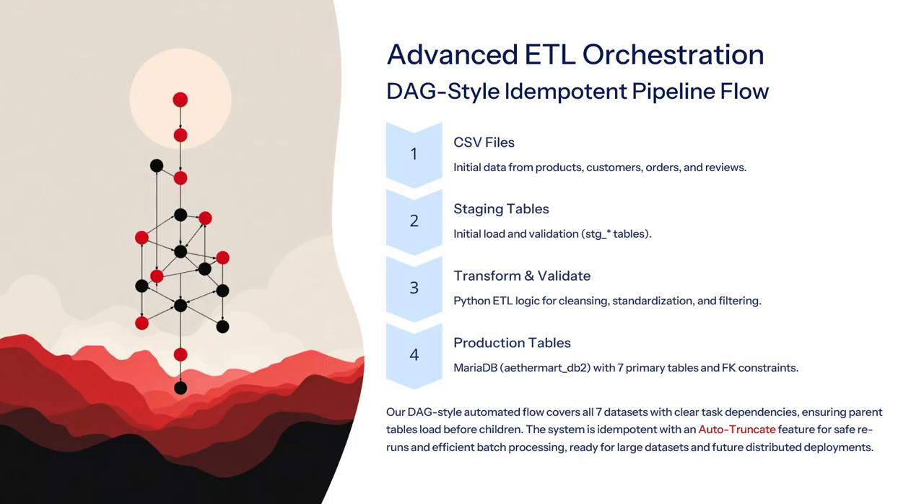So when I say the pipeline is designed as a DAG, or directed acyclic graph, it simply means that tasks are run in a specific direction. Tasks cannot loop or repeat indefinitely. Each task depends on the previous one. For example, you cannot load orders into production without validating that customers exist. This structured flow prevents data corruption and ensures consistent, predictable execution.